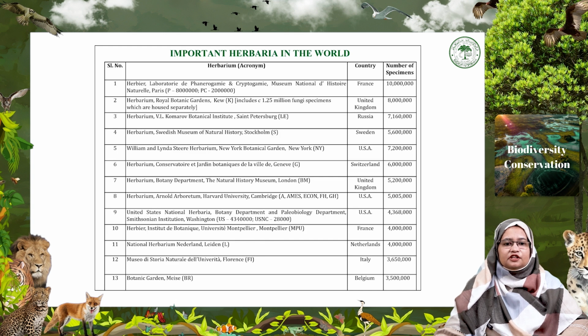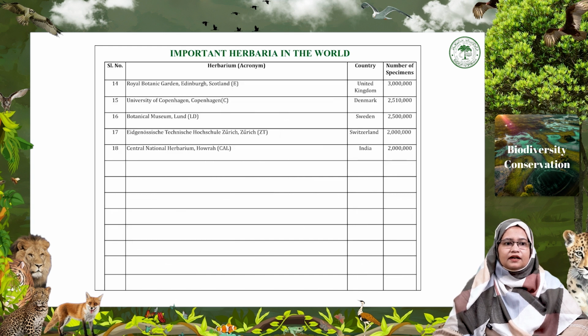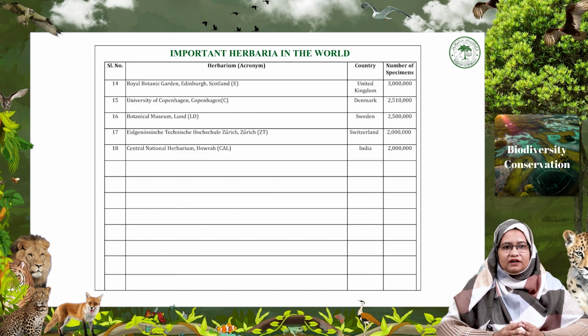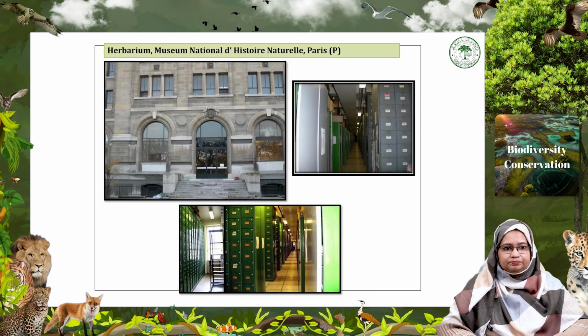So therefore there are a number of herbaria that are very important. There are a number of species, as you can see here, that are documented in these particular herbaria. So these are the list of some of the world's most important herbaria. Like in the last, this is the Central National Herbarium in Howrah, present in India, which has around 2 lakh species documented in this particular herbarium. So these are some herbaria of the world.